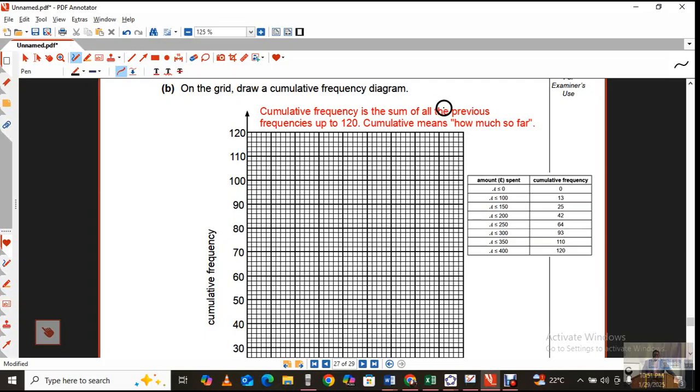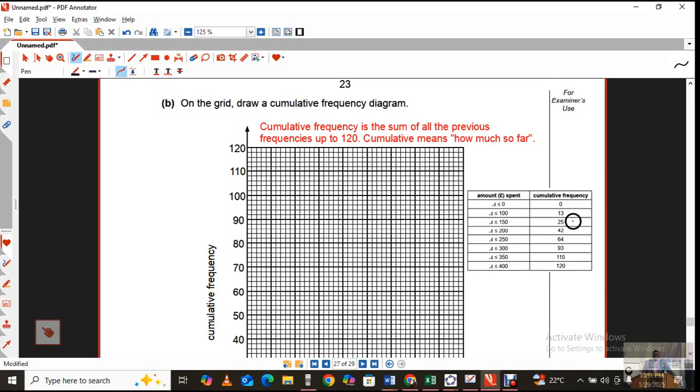Cumulative frequency is the sum of all the previous frequencies up to 120. So how do you get that? From 0 to 100 is 13. But from 0 to 150, people who have less than 150 will obviously be 13 plus 25.